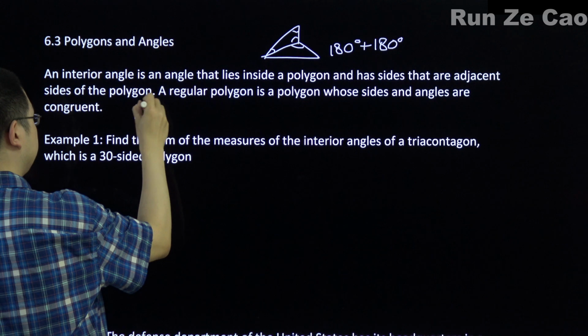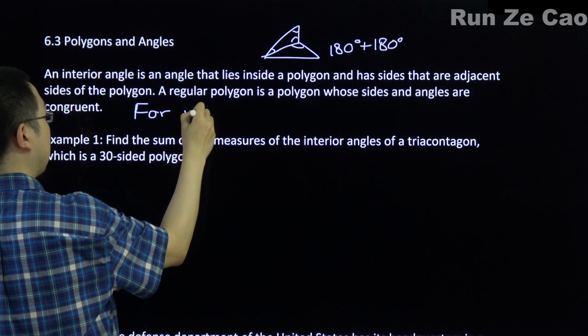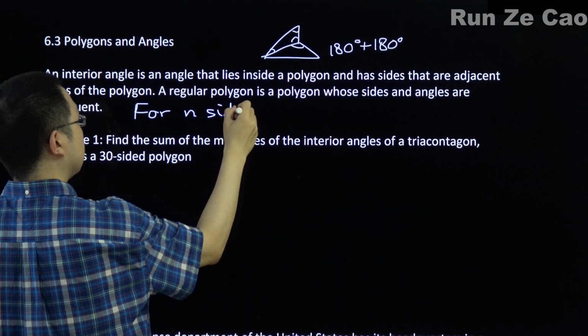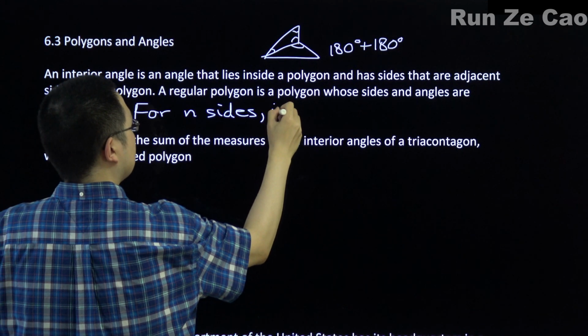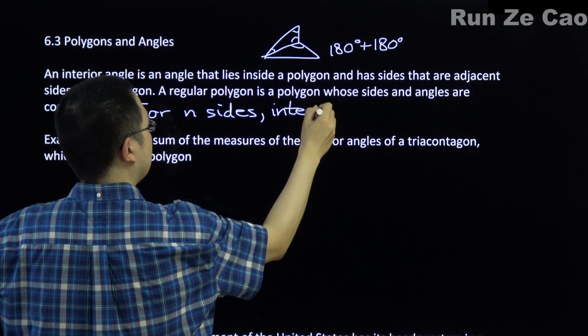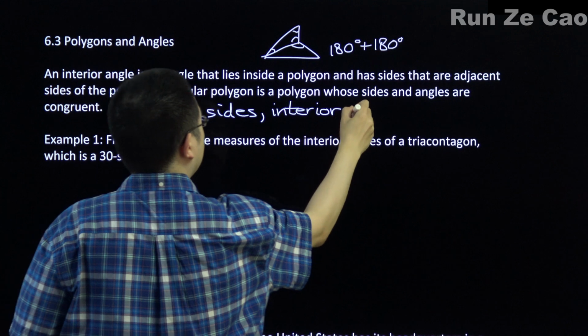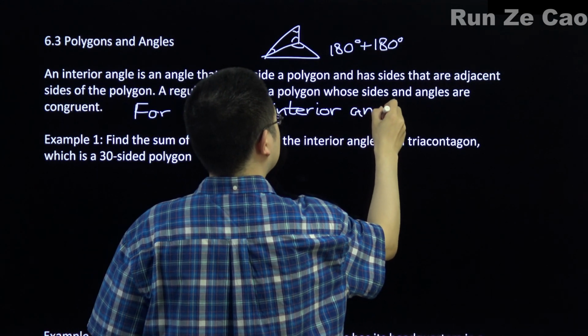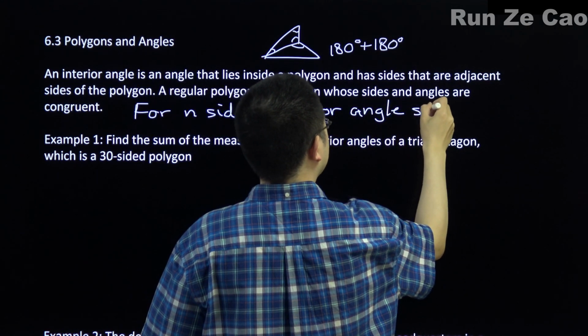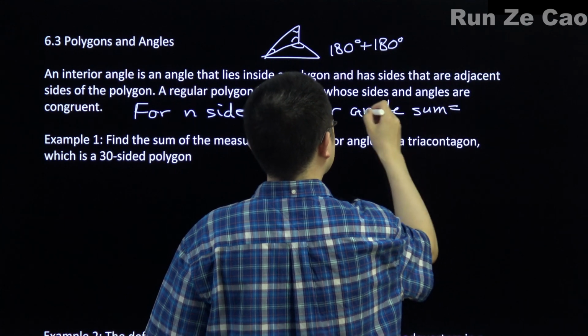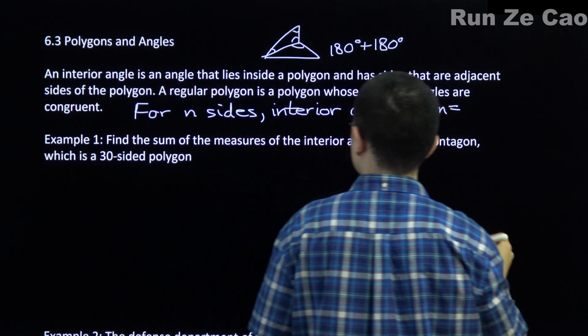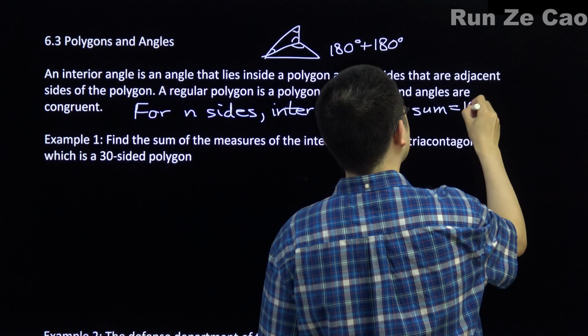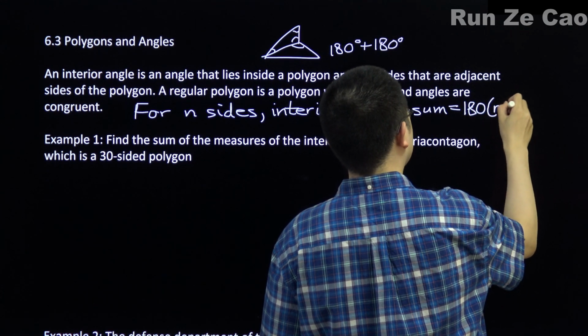So, for n sides, interior angle sum is equal to 180 (n minus 2).